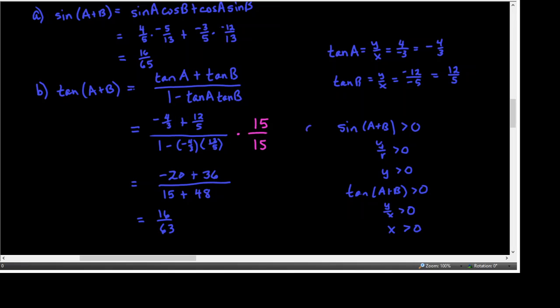And so for all of those reasons, we can say that a plus b is in quadrant which one? Where are y and x both positive? That's quadrant 1. Okay, and that's the end of these notes. I will see you in class.